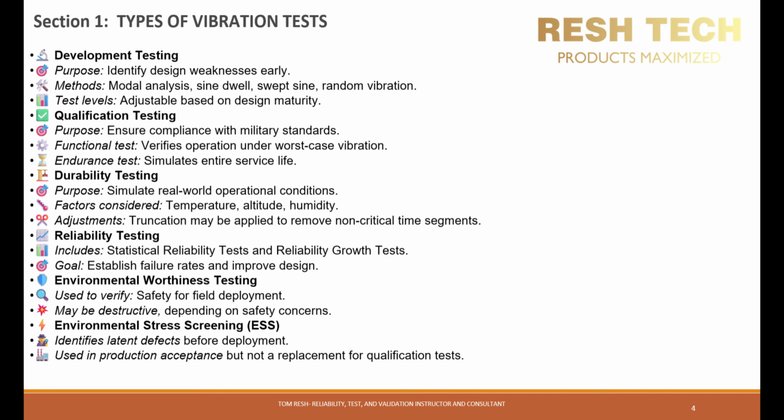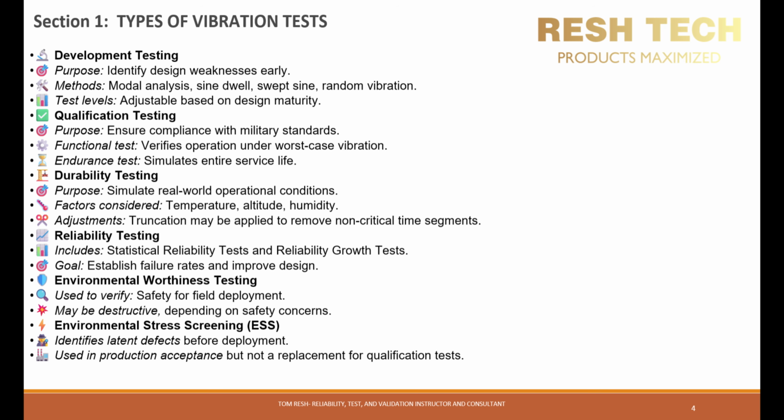Adjustments can be made to the test, such as truncation methods, where non-critical time segments may be removed to accelerate testing without compromising accuracy. The next type of vibration test is reliability testing. It includes statistical reliability tests, which are used to determine probabilities of failure over time, and reliability growth tests, which identify and mitigate failure modes through iterative testing and design improvements. The goal is to establish failure rates and predict operational lifespan. It provides insight into design weaknesses, leading to continuous improvement.